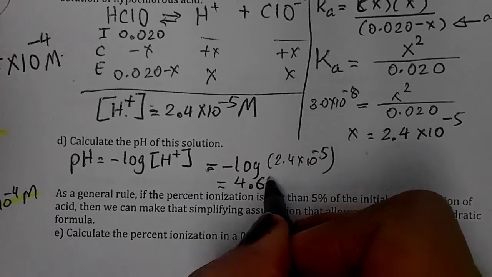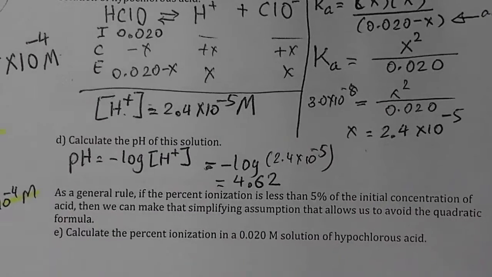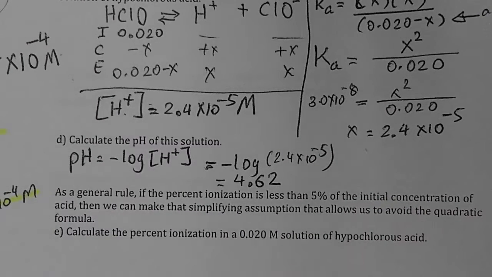4.62. Yeah. Okay. Question: does pH have a unit? No. Your p values don't have a unit. Your K values don't have a unit. So don't put them.